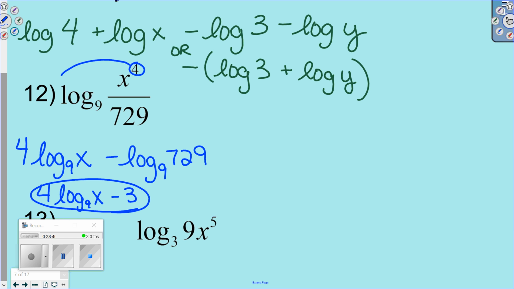Next problem: log base 3 of 9x to the 5th. Why don't you try this on your own?